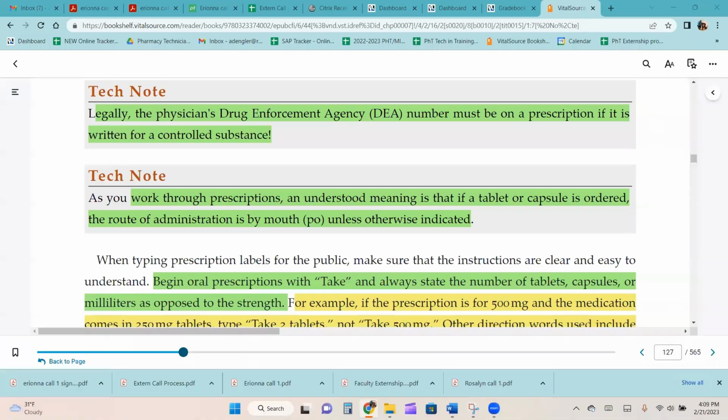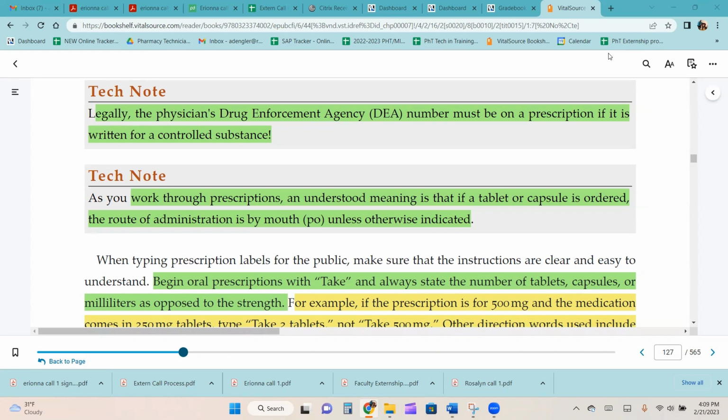As you work through prescriptions, an understood meaning is that if a tablet or capsule is ordered, the route of administration is by mouth, which is PO, unless otherwise indicated.